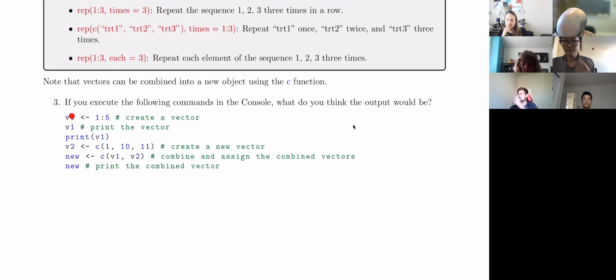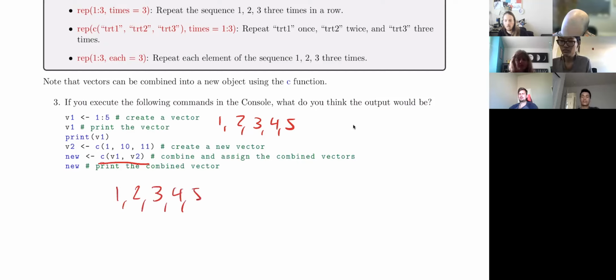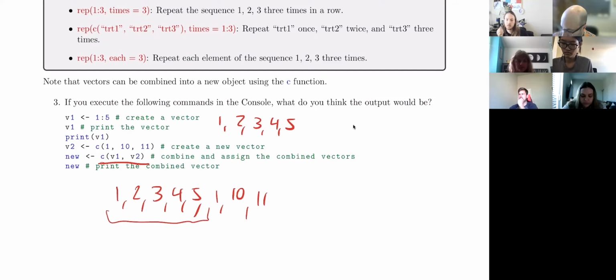Thinking about this first command over here, if I were to print out v1, what would I get? A sequence of 1 through 5: 1, 2, 3, 4, and 5. And then v2 is a vector of 3 entries, 1, 10, and 11. If I combine those two together, it's going to say 1, 2, 3, 4, 5, 1, 10, and 11. So it creates one vector that first has v1 followed by v2, all combined into one vector.